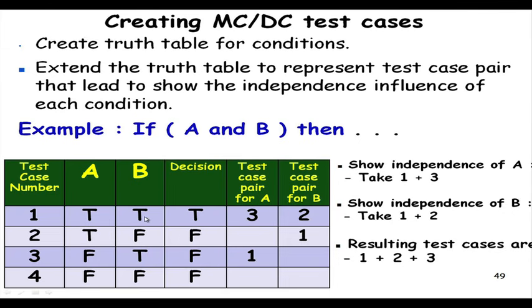Now, what about B? So, if we set B equal to true and A equal to true, the outcome is true. Now, if we keep A as true and B as false, the outcome is false. So, 1 along with 2 achieve the independent evaluation of the basic condition 2, that is B. So, 1 plus 3 and 1 plus 2 achieve the independent evaluation of A and B, or in other words, our MCDC test case set will be 1, 2 and 3.